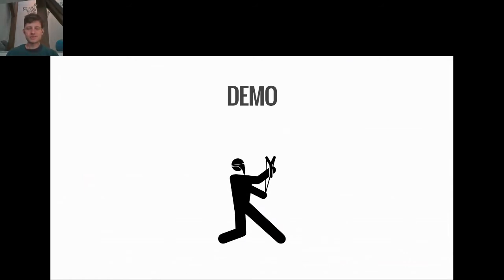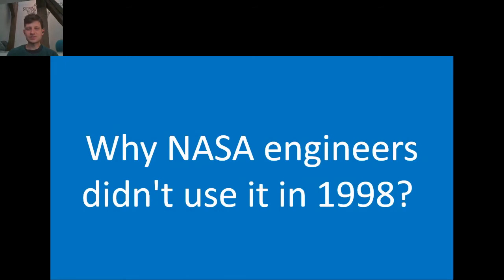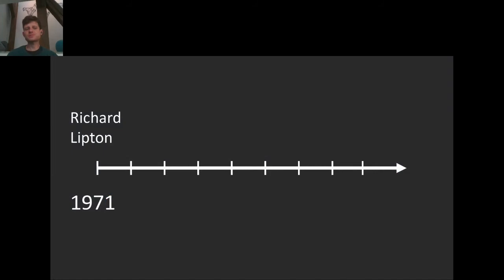Okay, so if that is so great, let's come back to our question of this talk. Why didn't NASA engineers use it in 1998, even though it was discovered in 1971? And there is a reason for this. Richard Lipton wrote a white paper about mutation testing in 1971. And then for a long time, it was not used.